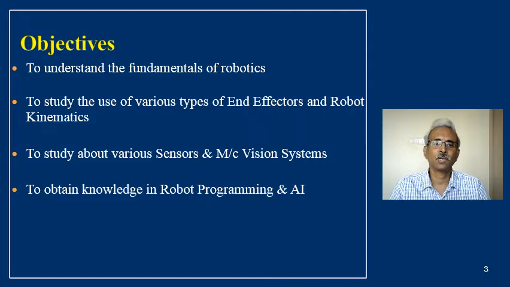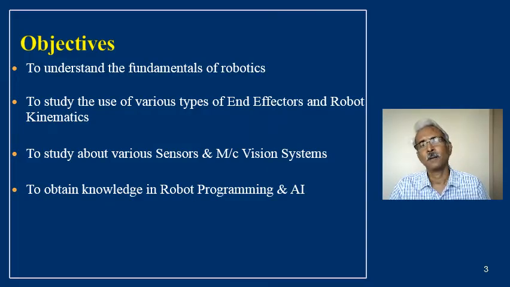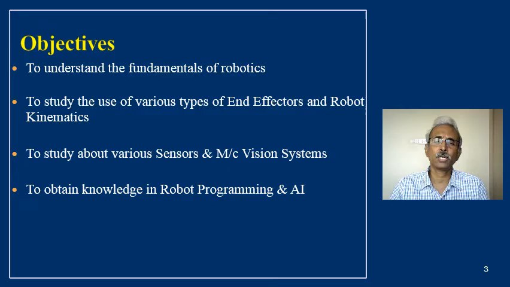And the next is to obtain knowledge in robot programming and artificial intelligence. When we talk about programming, we cannot generally say that this is the program used for a robot, and there is no generic language, because there are various manufacturers, and each one has their own way of programming the robot. But basically what we will see here are the basic methods and various types of programming a robot. And next is about artificial intelligence.